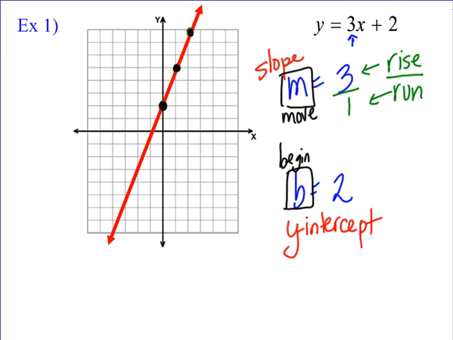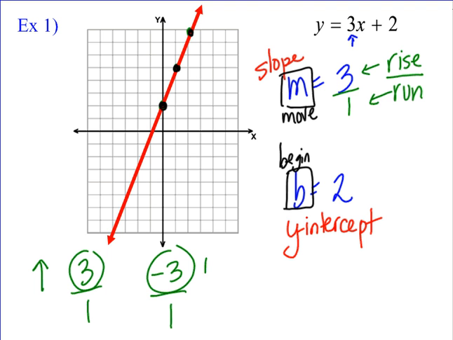Now, some things to think about. We have a positive graph here because this is positive 3 over 1. What if it was negative 3? Well, again, the rise will take into account whether we're going up or down. If it's positive, we're going to go up. If it's negative, we're going to go down. And you'll notice that the run is always positive. So we're going to take the run always to the right. So up and to the right or down and to the right. And that way we can get the correct slope on our graph.